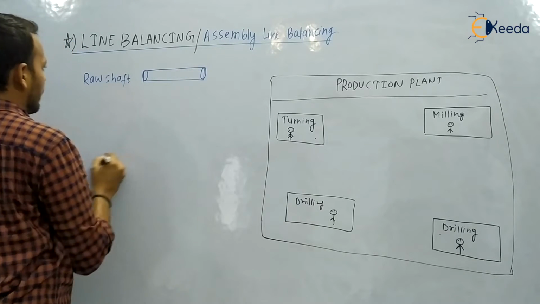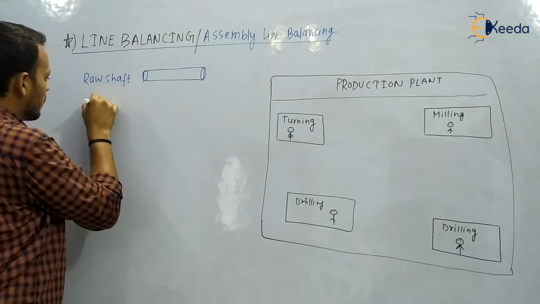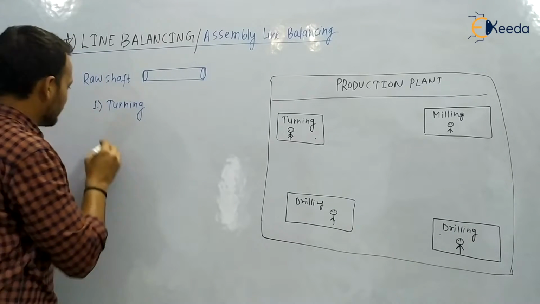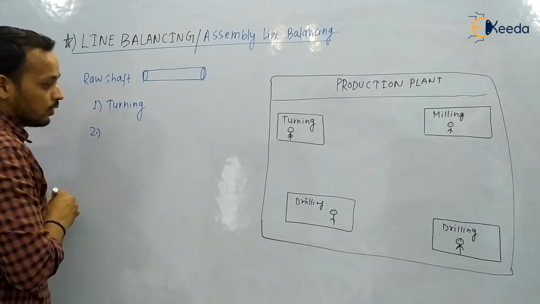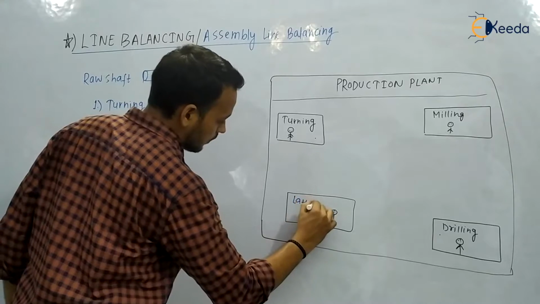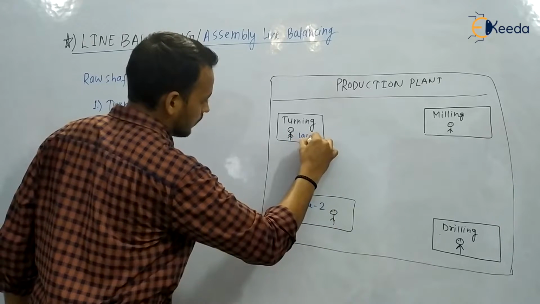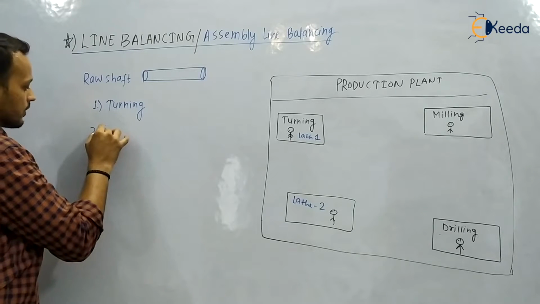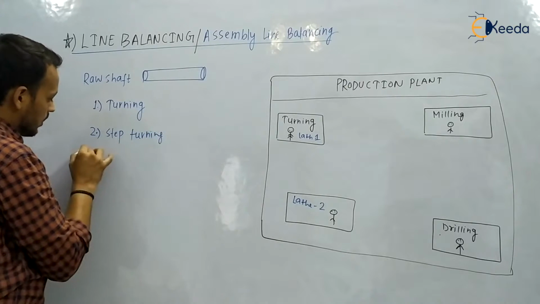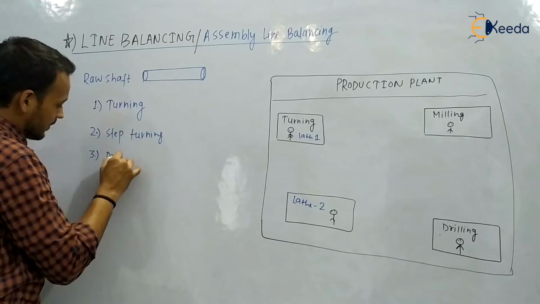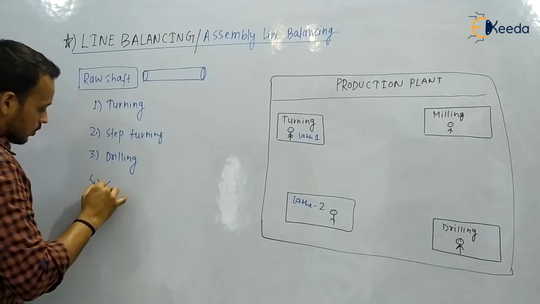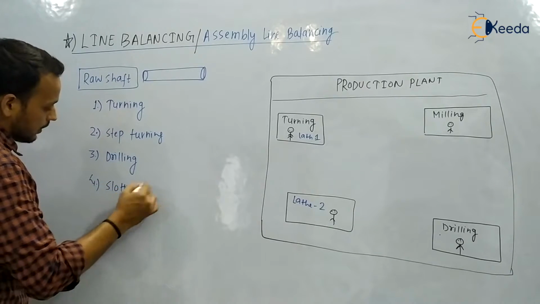I have got a raw shaft like this, and the first operation we want to perform is turning. The second operation is step turning; here you can say lathe 1 and lathe 2. The third operation we want to perform is drilling. These are the different operations which we are going to perform on this raw shaft. And the fourth one is slotting, which we are going to perform with the help of a milling machine.